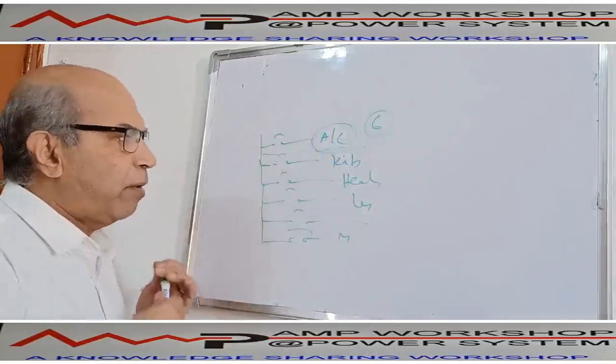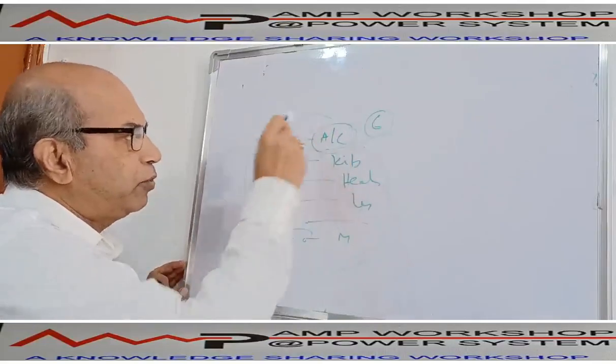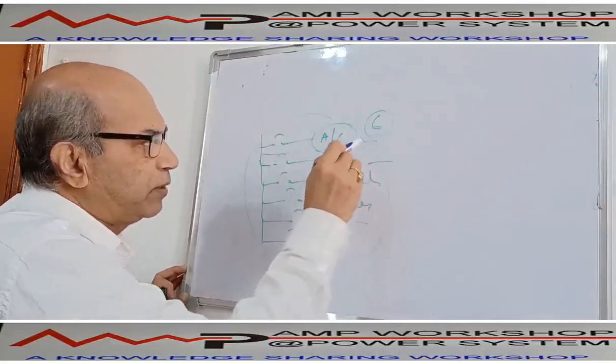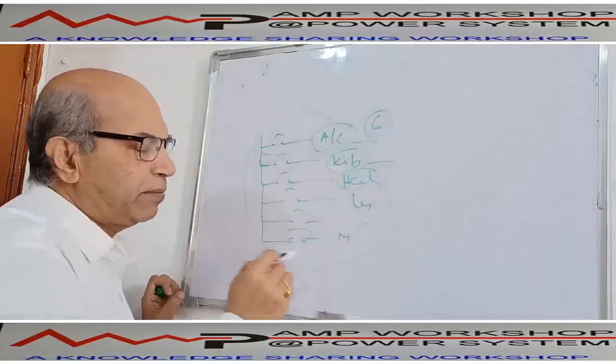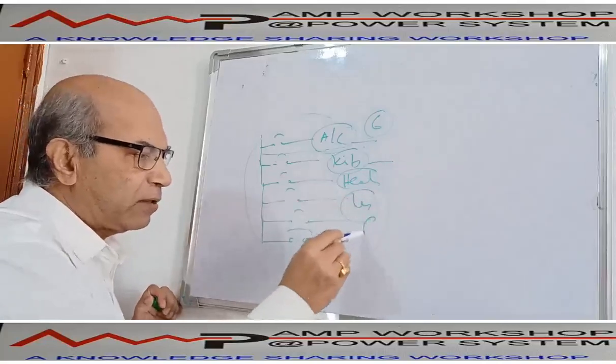This is the total electrical system for a house. Out of these, each is one subsystem. Air conditioning is one subsystem, kitchen is one subsystem, heating is one subsystem, lighting is one subsystem, plug socket is one subsystem.